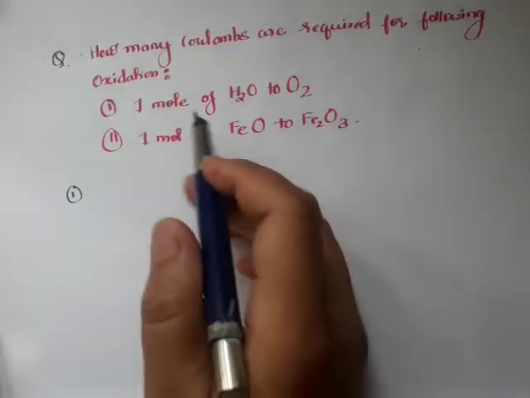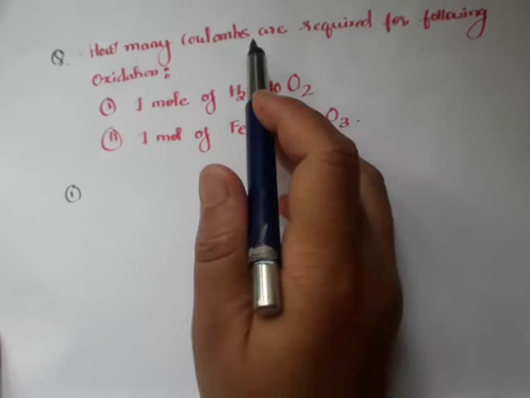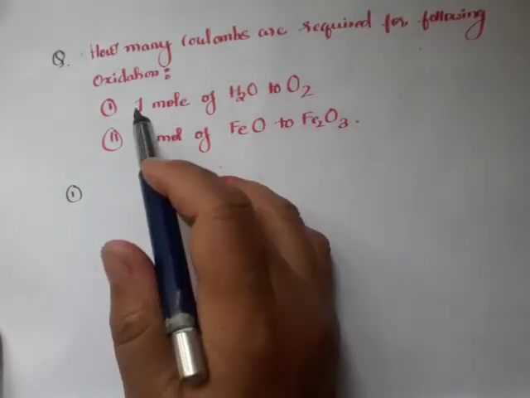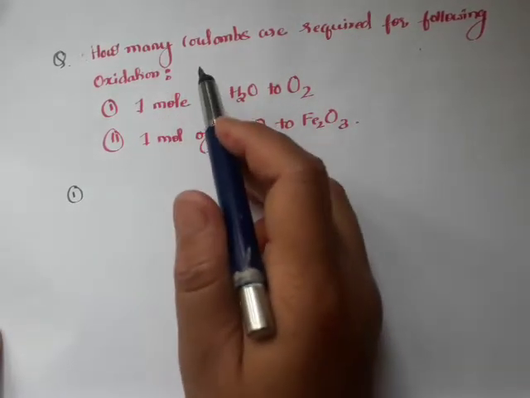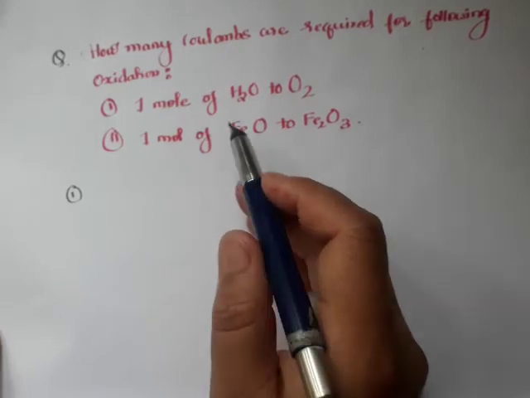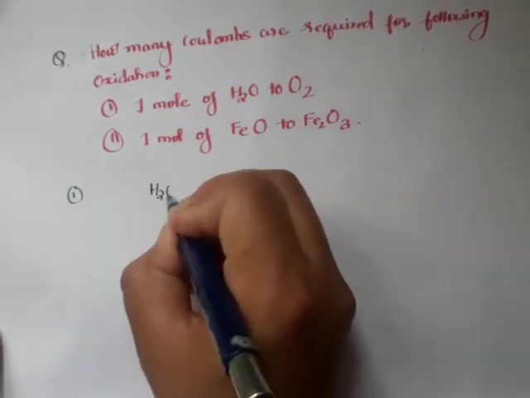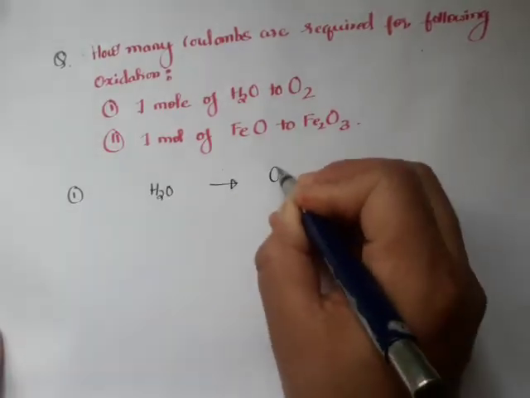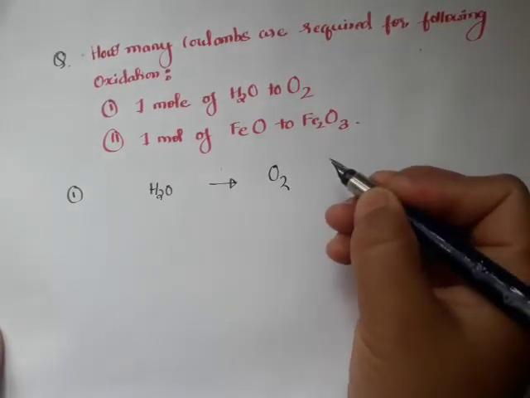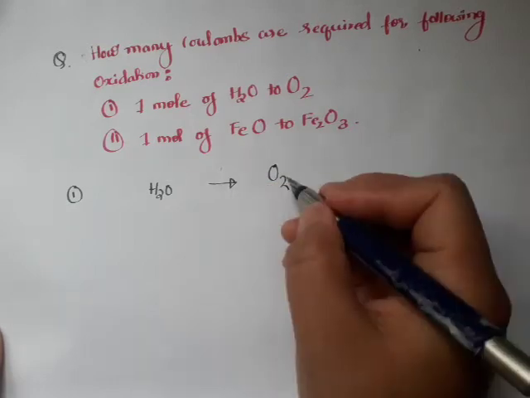Now let us try to do this question. How many coulombs are required for the following oxidation? The total number of coulombs is n into F electricity. Here water is changing to O2, and you need to calculate how much charge is required for this conversion.